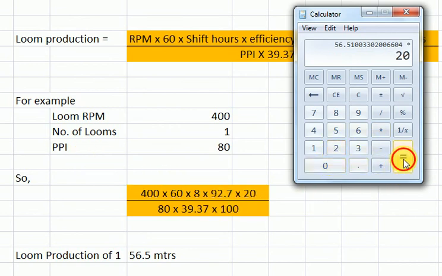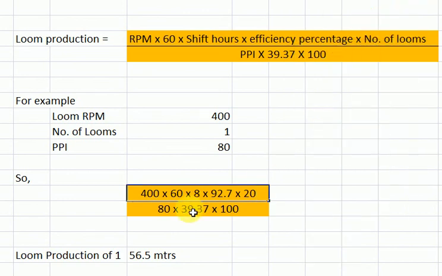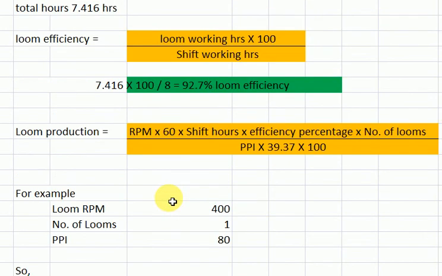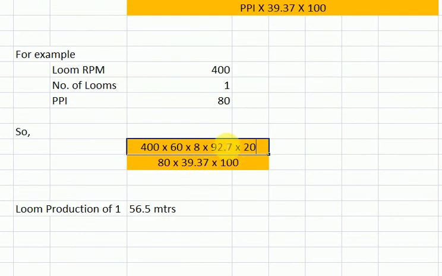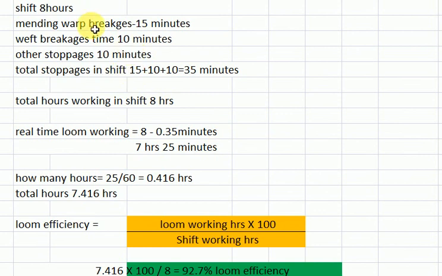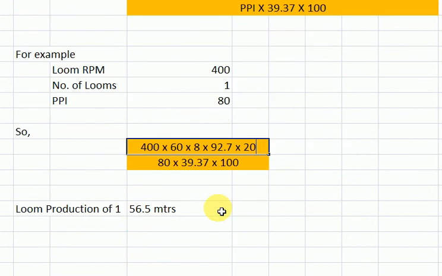Okay, this is how you can calculate very easily the loom production and also the efficiency of the loom. If you know the efficiency of the currently working loom, then you can easily calculate. No need to calculate all these things. In the machine you know the efficiency, just insert here the efficiency and number of looms, then calculate the loom production very easily. I think this is very helpful to you.